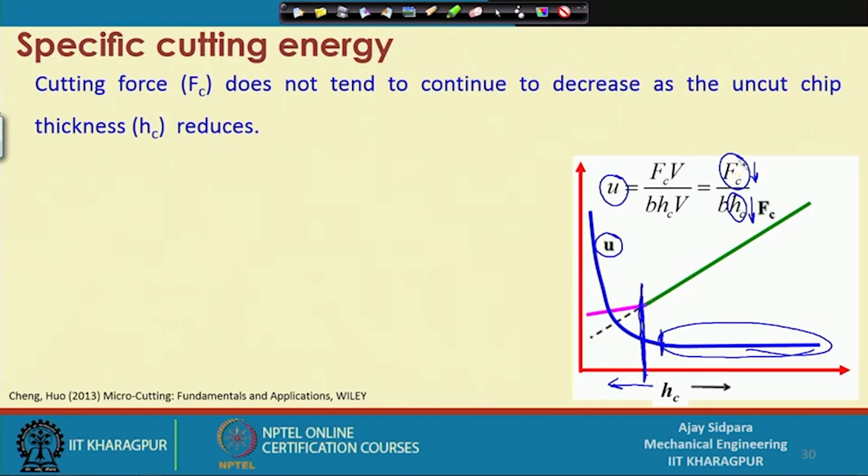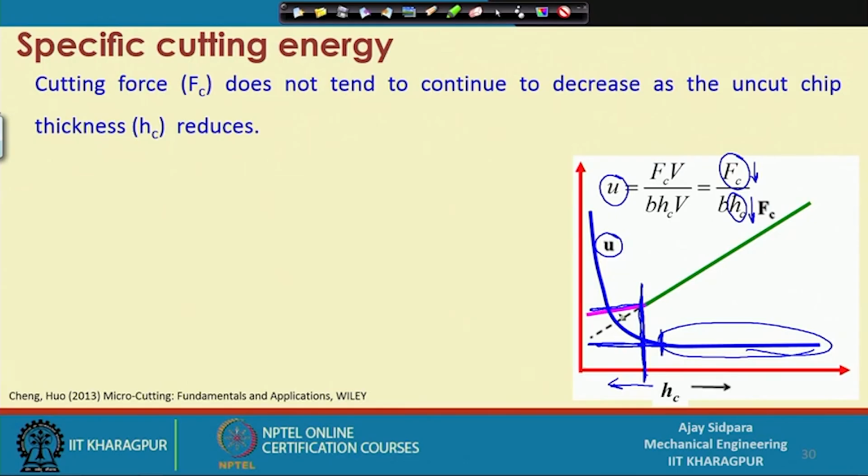By this trend, if Hc is reducing, Fc should also reduce, and it should follow this dashed line. Then again your specific cutting energy would be a straight line, but that is not the case here, and that is creating a problem in the specific cutting energy. Now, you can see that your force Fc is on the higher side. Basically, it should be on the lower side to balance this equation, but that is not happening in micro cutting. So, that is the problem.